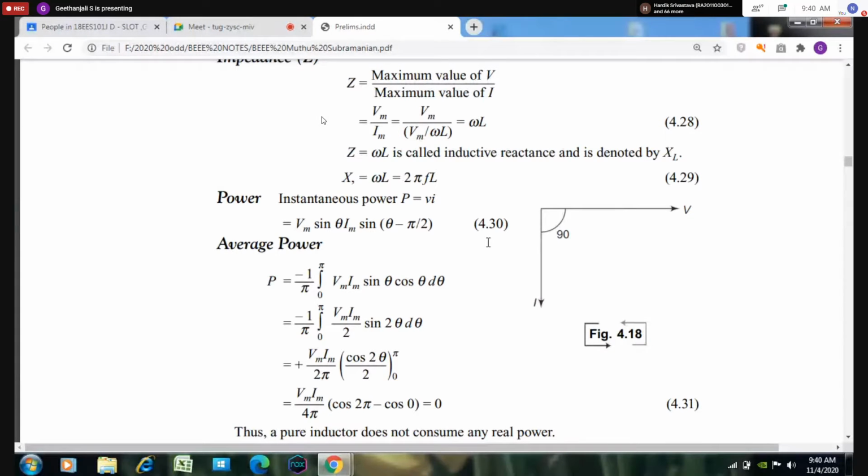Then instantaneous power. The instantaneous power expression is P equal to VI. The V expression we know is Vm sin theta, where theta is omega t. The I expression we know is Im sin.